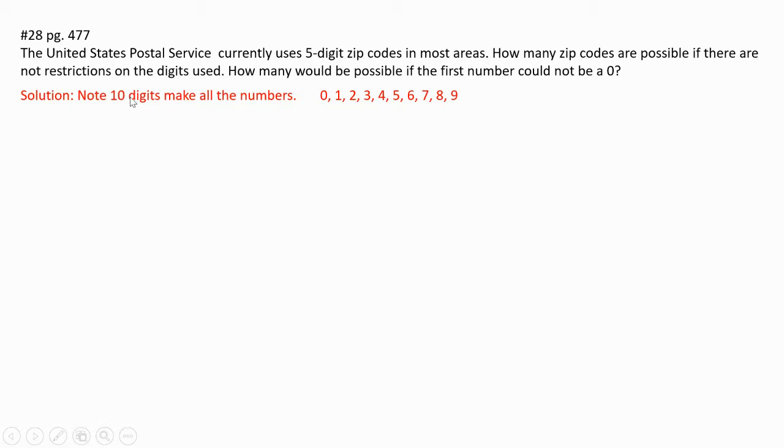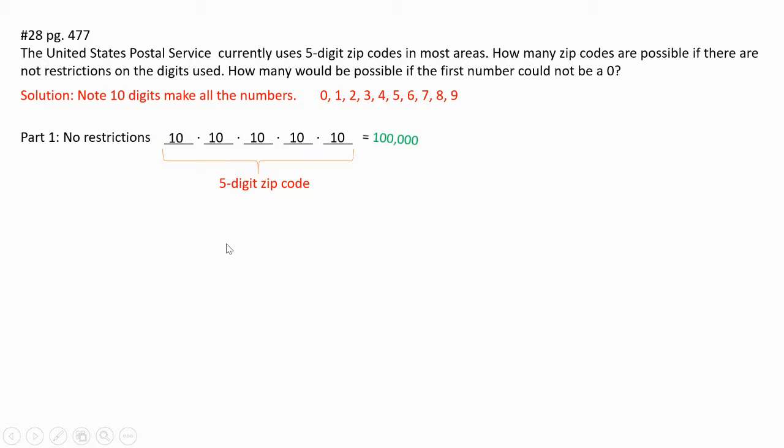So solution. Note, 10 digits make all the numbers, and the digits are 0 through 9, right? So there's 10. So part 1, there's no restrictions. So this is my zip code. My first digit goes there, second, third, fourth, and fifth. That's why it's a 5-digit zip code. So how many digits can go here? Any one, because there's no restrictions, so all 10 can go there. And also for the second digit, third, fourth, and fifth. You multiply them out, and the answer is 100,000 possible ways.